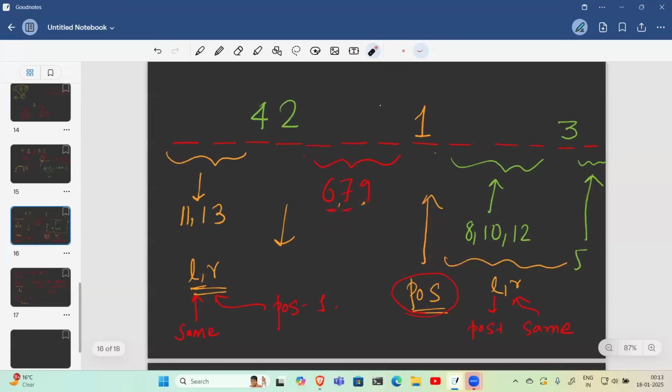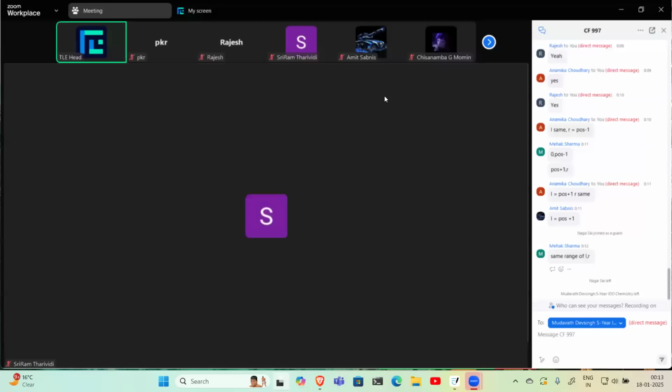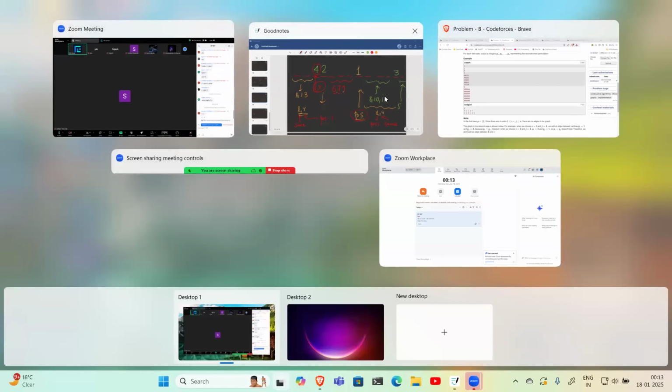Great. Okay. So now a final question. Suppose now I found out the position of 4, right? So what changes do I need to make at the L and R values of 4? Any idea? Suppose I found out the position of some element, then what changes should I make to the L and R of that element? I have to make some changes at the L and R of that element, right, to keep it valid. Great. L and R have to be made equal, right?